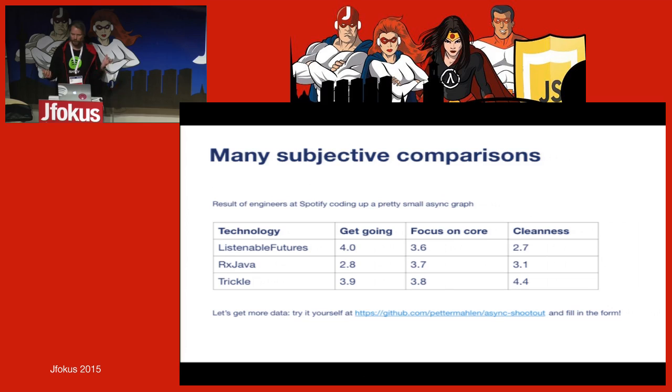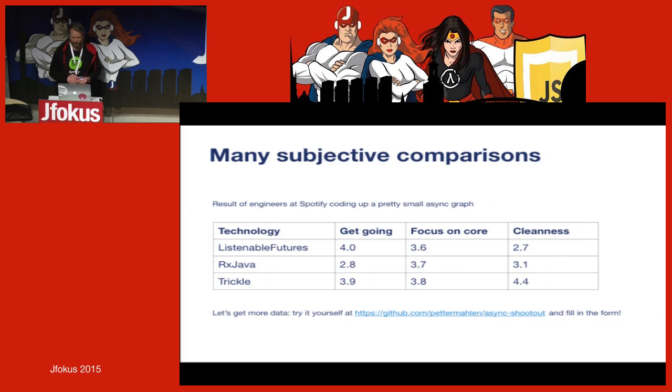And these people all knew about listenable futures. They used them all the time. So for them, it was obviously really easy to get going, and they could focus on the core business problem. So get going is how quickly could you get going with this framework? How much did the framework allow you to focus on the core of your business problem, and how much did you have to spend managing the framework, understanding things that you didn't really want to understand? And how clean was the resulting code?